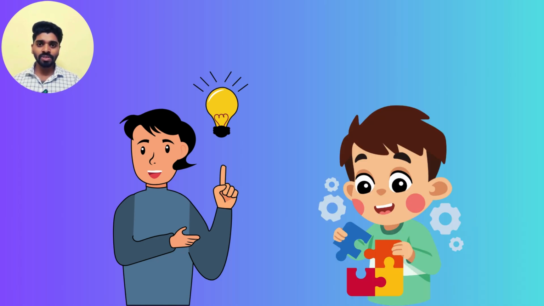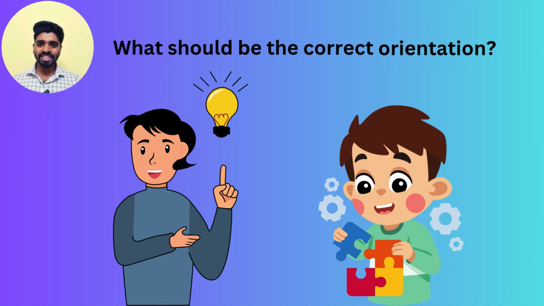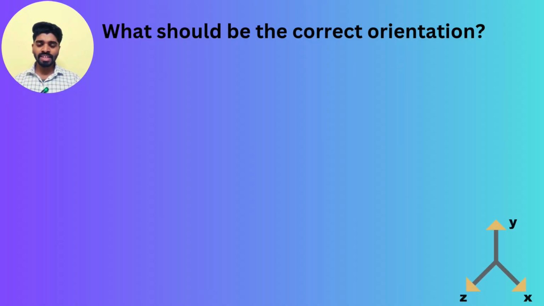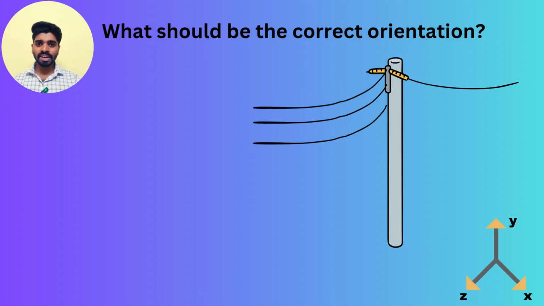Now they themselves discussed the logic and found out what should be the correct orientation of the column. Let's see how. They had decided that 3 cables are running in the Z direction, which is producing 30 kilonewton of load in the electric pole, and in the X direction only one cable is running, due to which only 10 kilonewton load is acting.